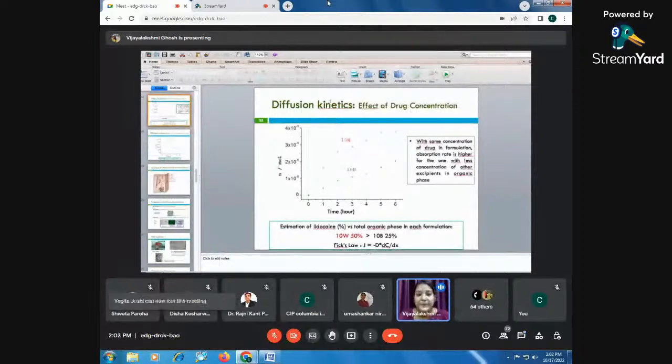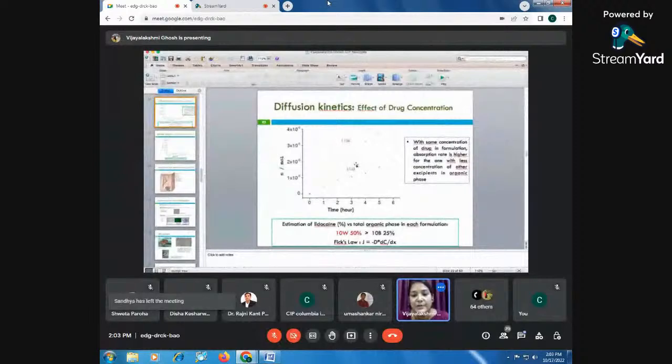Here we see the diffusion kinetic study on the effect of drug concentration. Formulations 10B and 10W both had 6% lidocaine. But based on the excipients, if in the organic phase the composition, the percentage of excipients, is more, then the diffusion kinetics is slower. And if there are fewer excipients, so the drug concentration is higher in the organic phase, the diffusion kinetics is faster. This is according to Fick's law.